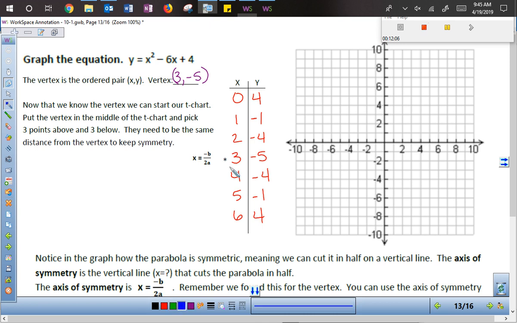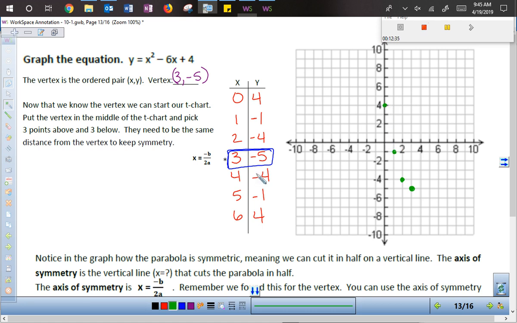Now, since the vertex is the most important ordered pair, that's the one that I'm going to start with, 3, negative 5. So that means I'm going to go right 3 and down 5 and put my point. Then I'm just going to go one way or the other. Let's start with the number smaller than it. 2, negative 4 would be right 2, down 4. 1, negative 1 is right 1, down 1. And 0, 4 is right 0, up 4.